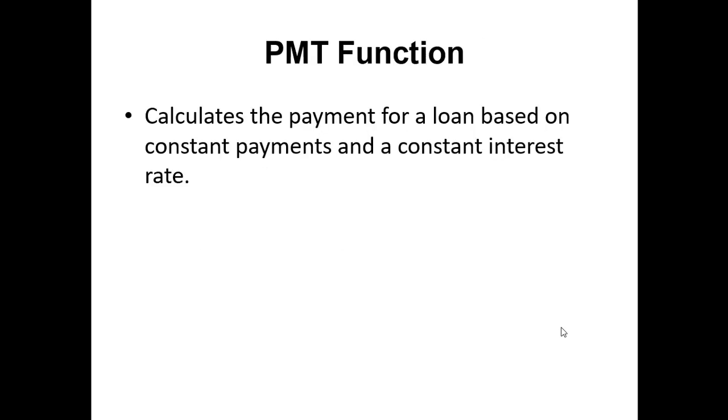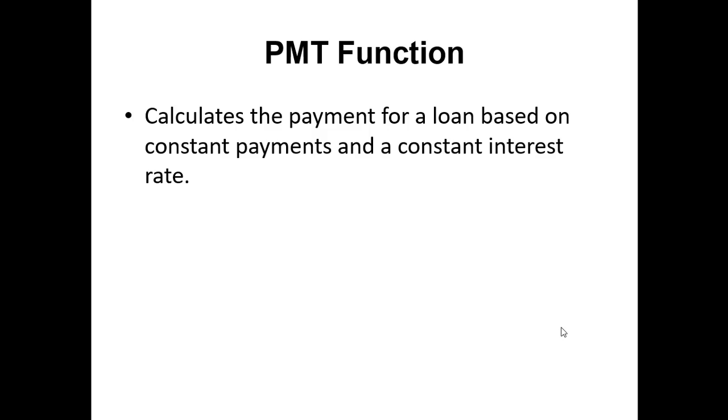First, we'll focus on the PMT function. This calculates the payment for a loan based on constant payments and a constant interest rate. Here, the PMT function basically helps you to calculate the loan installment. And you'll be calculating this installment based on a particular interest rate. So it is a constant interest rate.